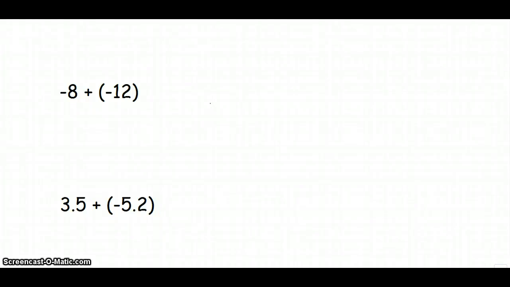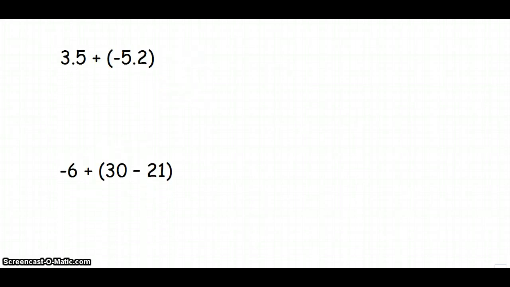Okay, now here's your review for our test over sections 2.1 through 2.7. First I have negative 8 plus negative 12. Signs are the same. Add and keep the sign. 12 plus 8 gives me 20. The sign is negative, so my solution is negative 20.